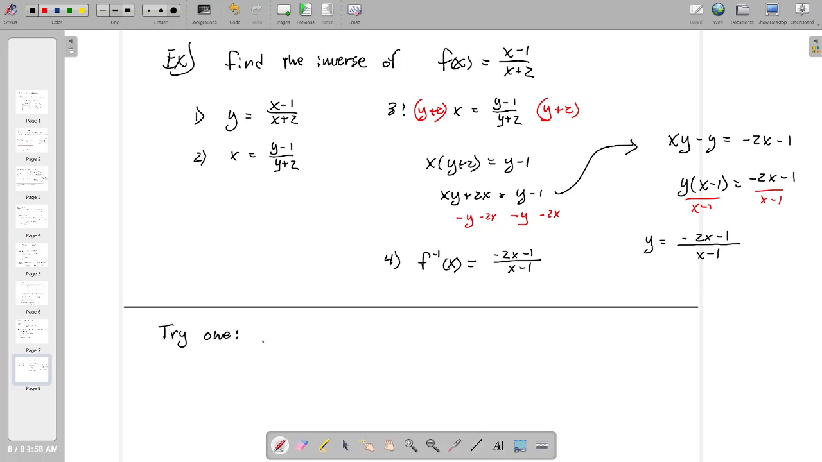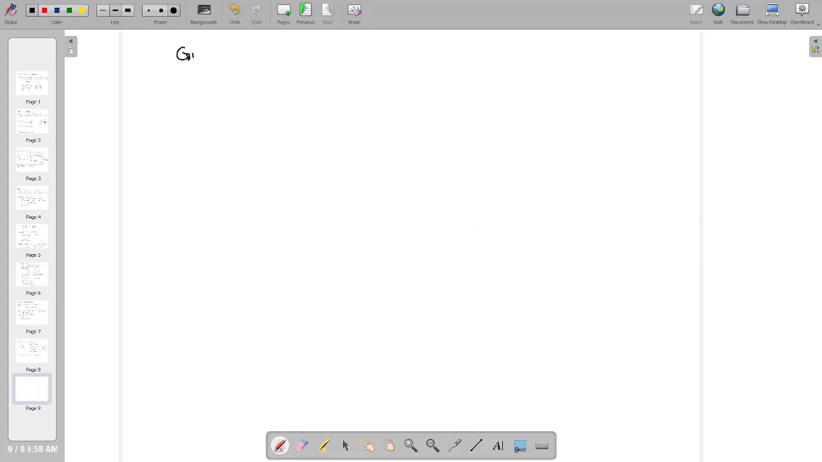Try one. Find the inverse of f of x is equal to 3x plus 4. Just to get some practice, you might want to practice with these types of functions as well. These ones are a little bit more challenging, but these are typical problems that you'll see. I just wanted to start you off on an easy problem here. The next topic will be graphing the inverse of a function.